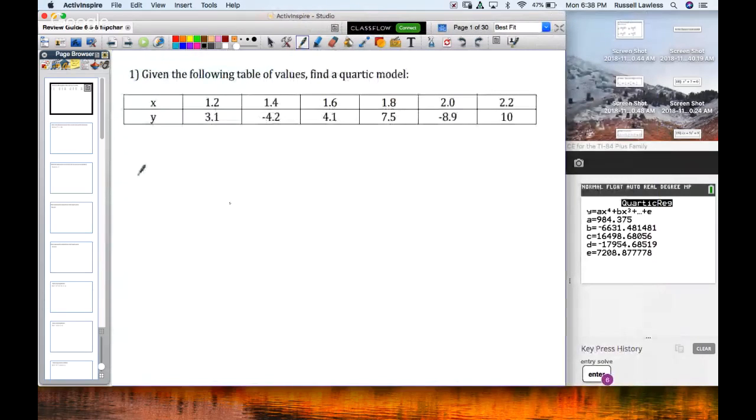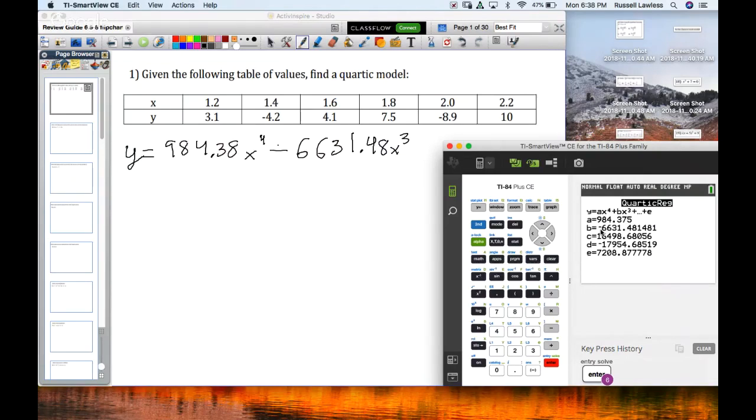We're going to set it where Y will equal 984.38 x to the 4th. The reason that's x to the 4th here is because the A value goes with x to the 4th. And then we're going to subtract that from 6,631.48 x cubed. Now, the reason we're subtracting, notice what is this value? This value is a B, which is negative.